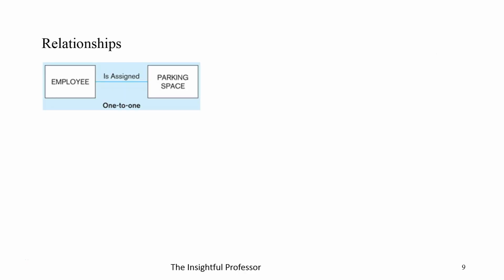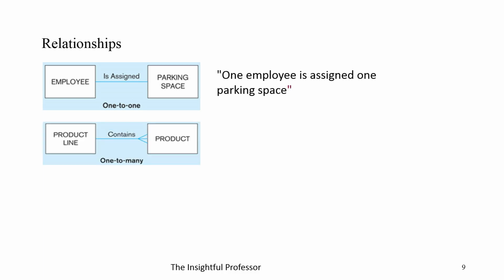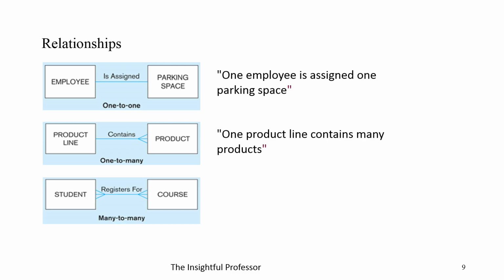Now, the relationships that we talked about with cardinality, here's a quick illustration. One employee parks in one parking space. A parking space, say, is assigned to one employee, so that's a one-to-one. We could also have a one-to-many. A product line contains many products. We could also have a many-to-many, where many students register for many courses.